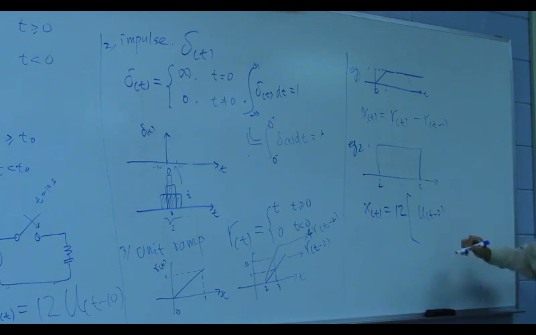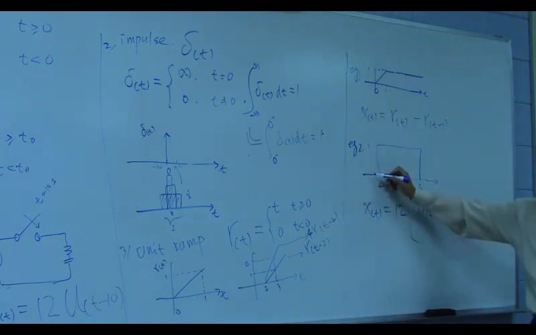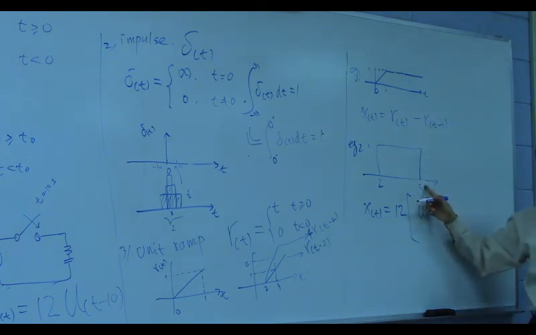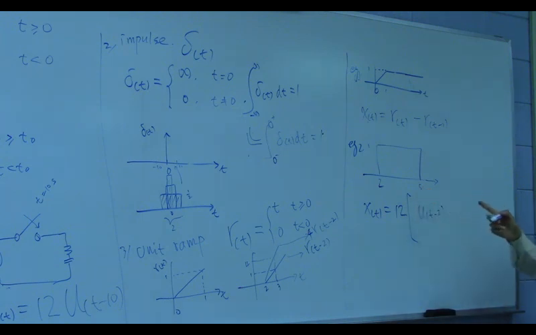u(t minus 2) gives us all 0, then 1, then all the way to infinity, right? But we need to stop at t equals 5. What's next? Minus?